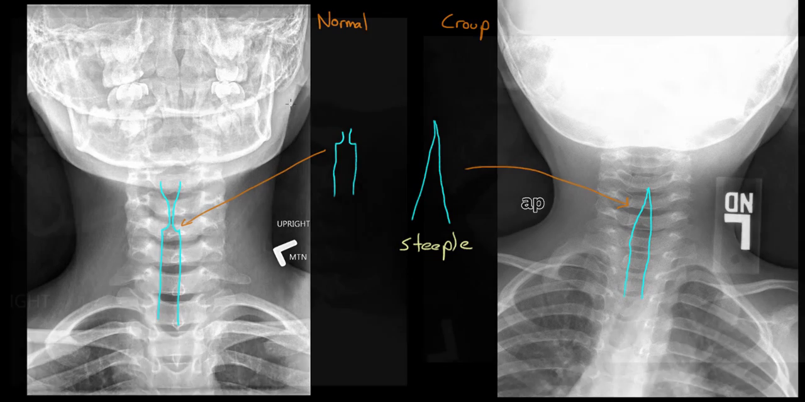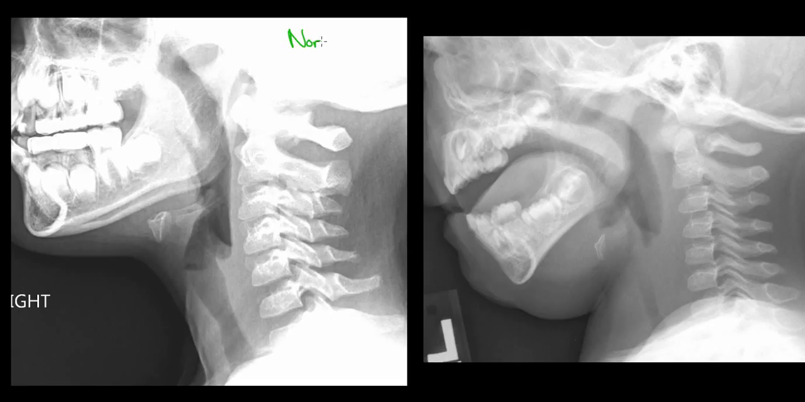Let's take a look at the lateral view. Again, normal is going to be on the left, and croup is going to be on the right. So let's take a look at these airways. This dark structure is the patient's larynx or voice box. Very easily seen. Down a little bit further, it transitions to the trachea.